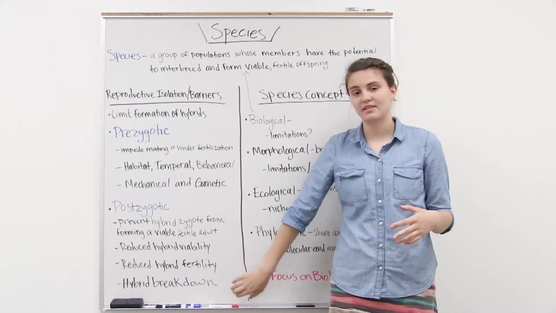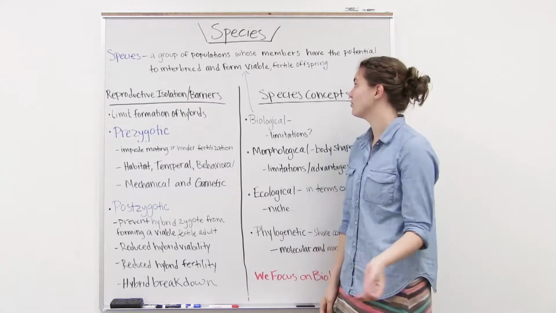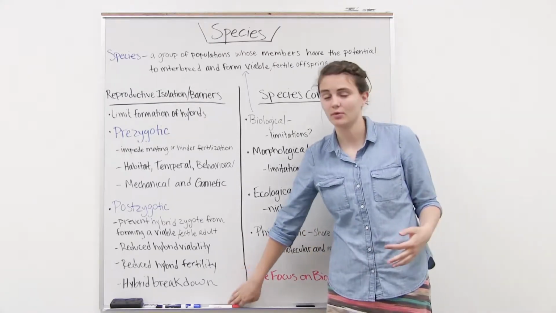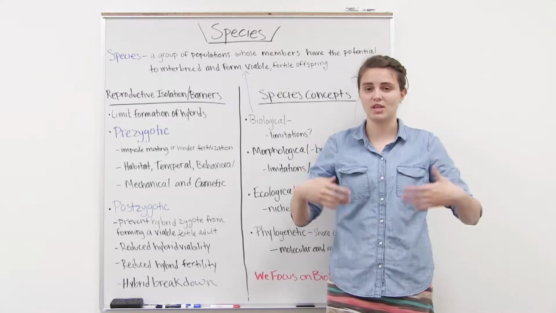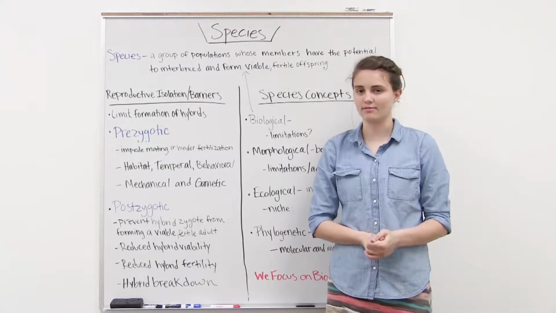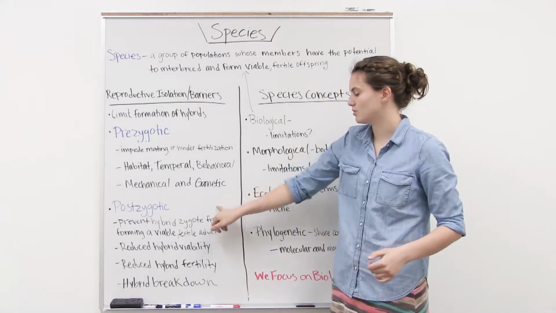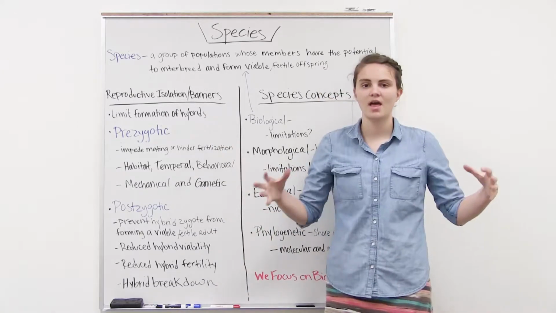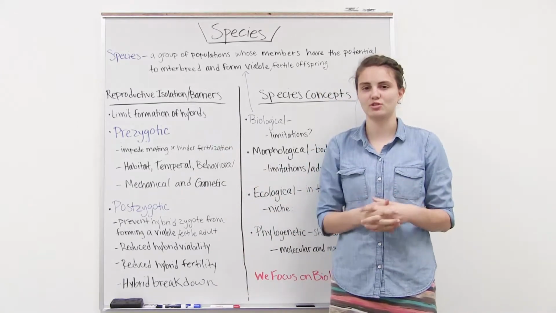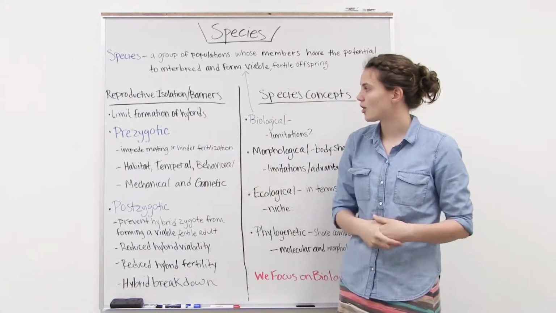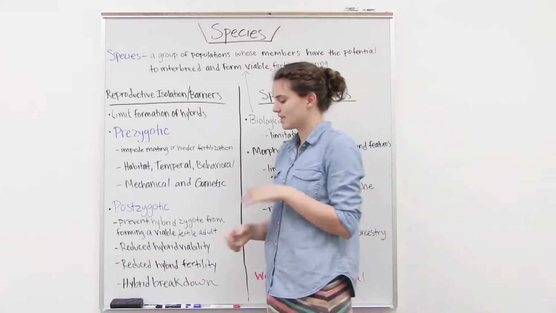However, the offspring that this hybrid forms aren't viable and fertile. So eventually it's not going to lead to continued production of offspring. So that's why it's also a post-zygotic barrier and prevents the hybridization of two species. So those are the reproductive isolation barriers.